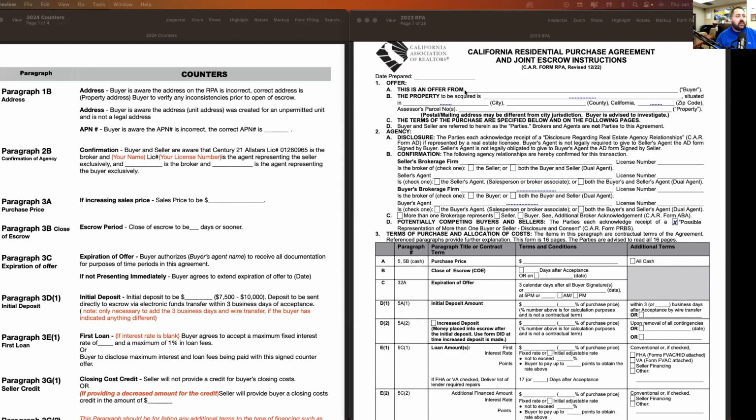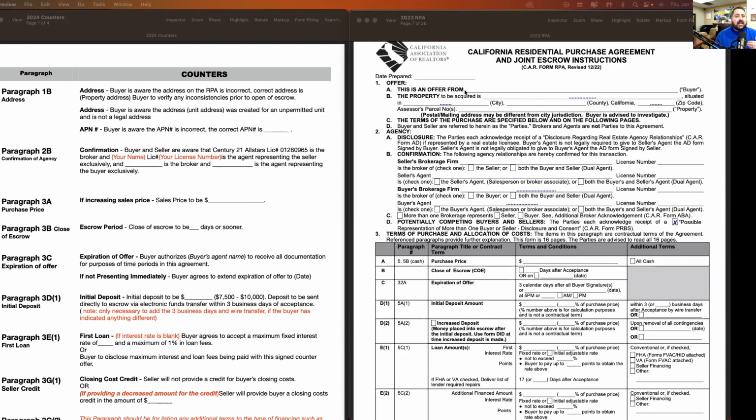Second one: buyer is aware the address, whatever the unit was created for, an unpermitted unit, is not a legal address, because people do that. They just make up, like, 122.5 for the garage conversion that they have in the back, and the post office will recognize it. So it's an address that gets used by people, but it's not recognized by the city as a legal address. It's not a legal unit. That's something you should be disclosing if you're having those two addresses and you're selling something with an illegal unit.